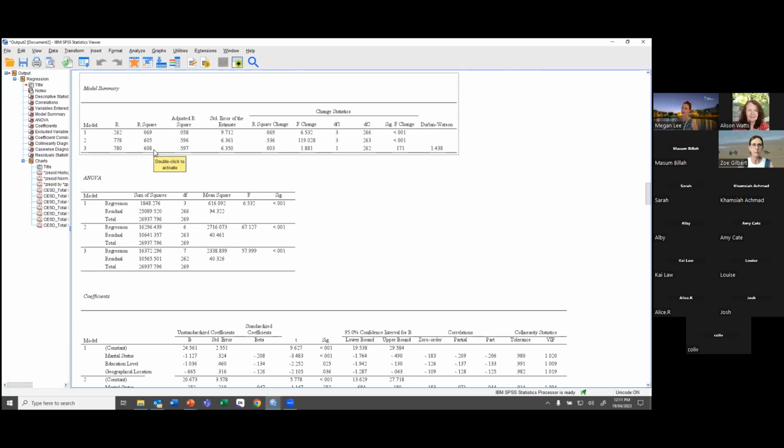Now, what is our R squared percentage for when we add diet quality? 0.608. What is that as a percentage? 61%. Good. And what's our R squared change as a percentage?